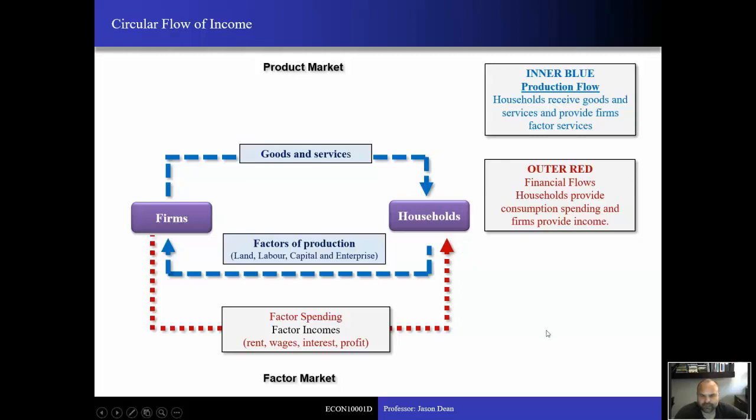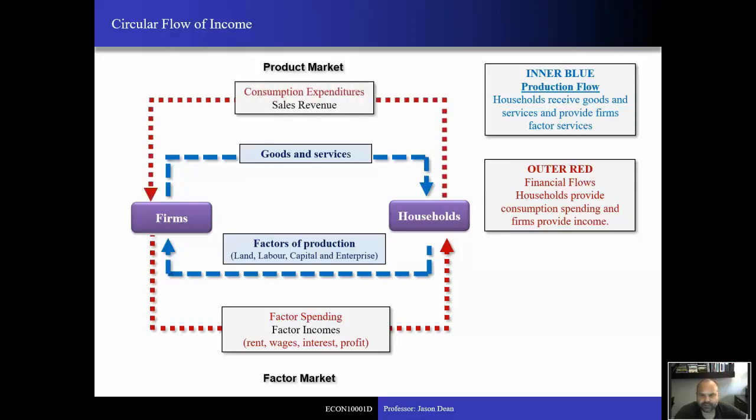Now, what do households provide firms in terms of a financial payment? Well, of course, households spend their money on those goods and services. So you have a flow of money going from households to firms, which we call consumption expenditures. So in the product market, we have goods and services being exchanged for money. Okay? In the factor market, we have the factors of production like land, labor, capital, and enterprise. Those are provided to the firms, and in return, the firms provide income to the factors of production, which are owned by the households.